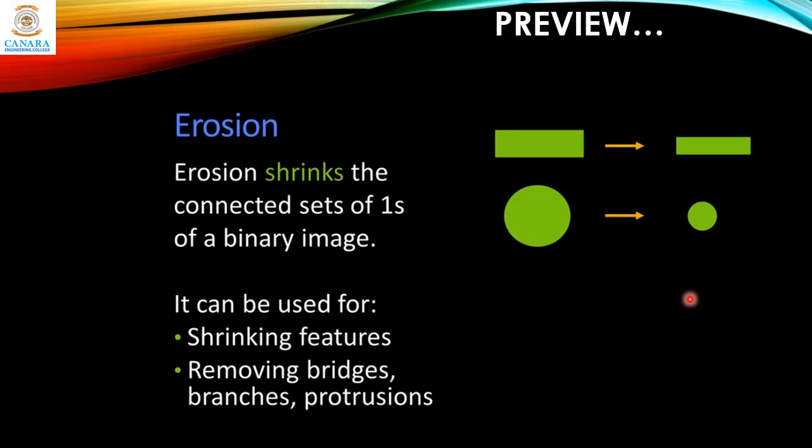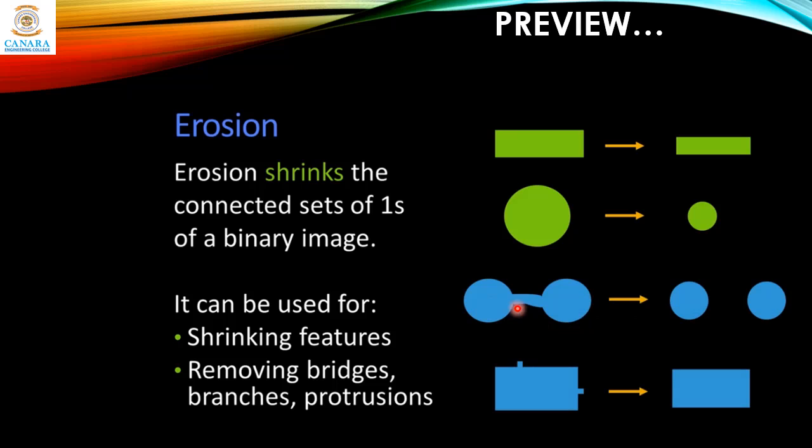It can be used for shrinking features, removing bridges, branches or protrusions. So there's a bridge connecting these two circles that can be removed using the erosion concept. And also there's a protrusion, you can see here, a small object protruding out. This thing can be eliminated using erosion. We'll have a deeper discussion about erosion and dilation, how exactly they are performed and how to represent them in set theory. All those things we'll discuss in the next lecture.